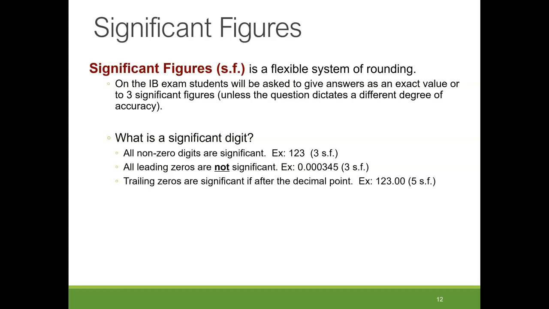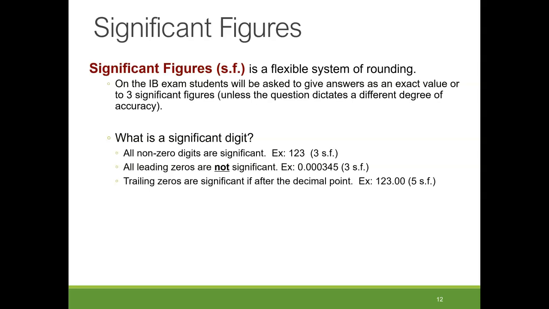Now, numerically, the number 123 and the number 123.00 is the same number. But those tell me two very different things about the tool I would have used to make that measurement. One of them is only accurate to the ones place. The other is accurate to the hundredths place. So you kind of see what I'm driving at?